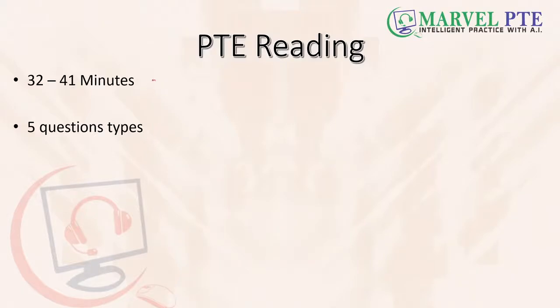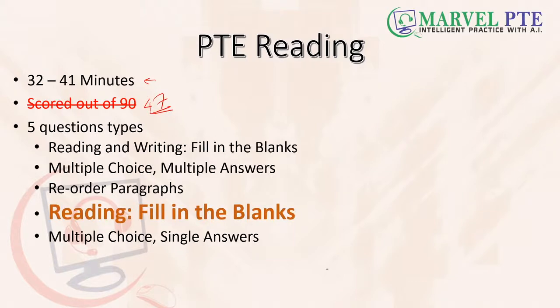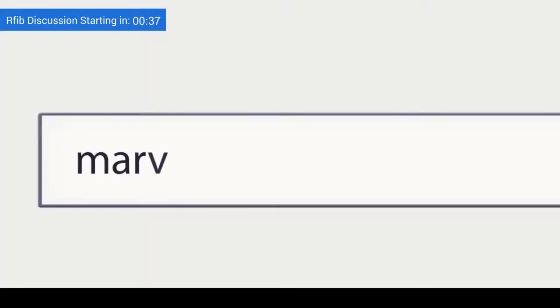PTE reading is of 32 to 41 minutes. It means that you have to manage your time yourself. It is not scored out of 90, it is scored out of 47, and we will see the detailed scoring. It has 5 question types, and today's topic, reading filling the blanks, is the second last question type in this order.